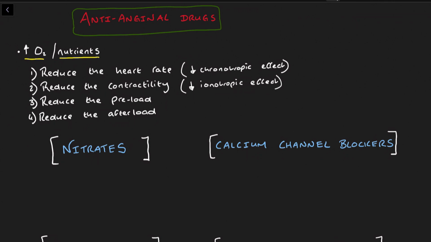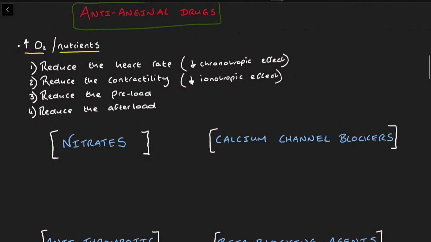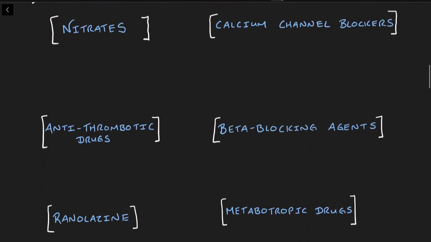So different classifications of drugs that can potentially be indicated include vasodilators such as nitrates. So here you've got short-acting and long-acting nitroglycerin and isosorbide mononitrate. We will focus on these a little later on.